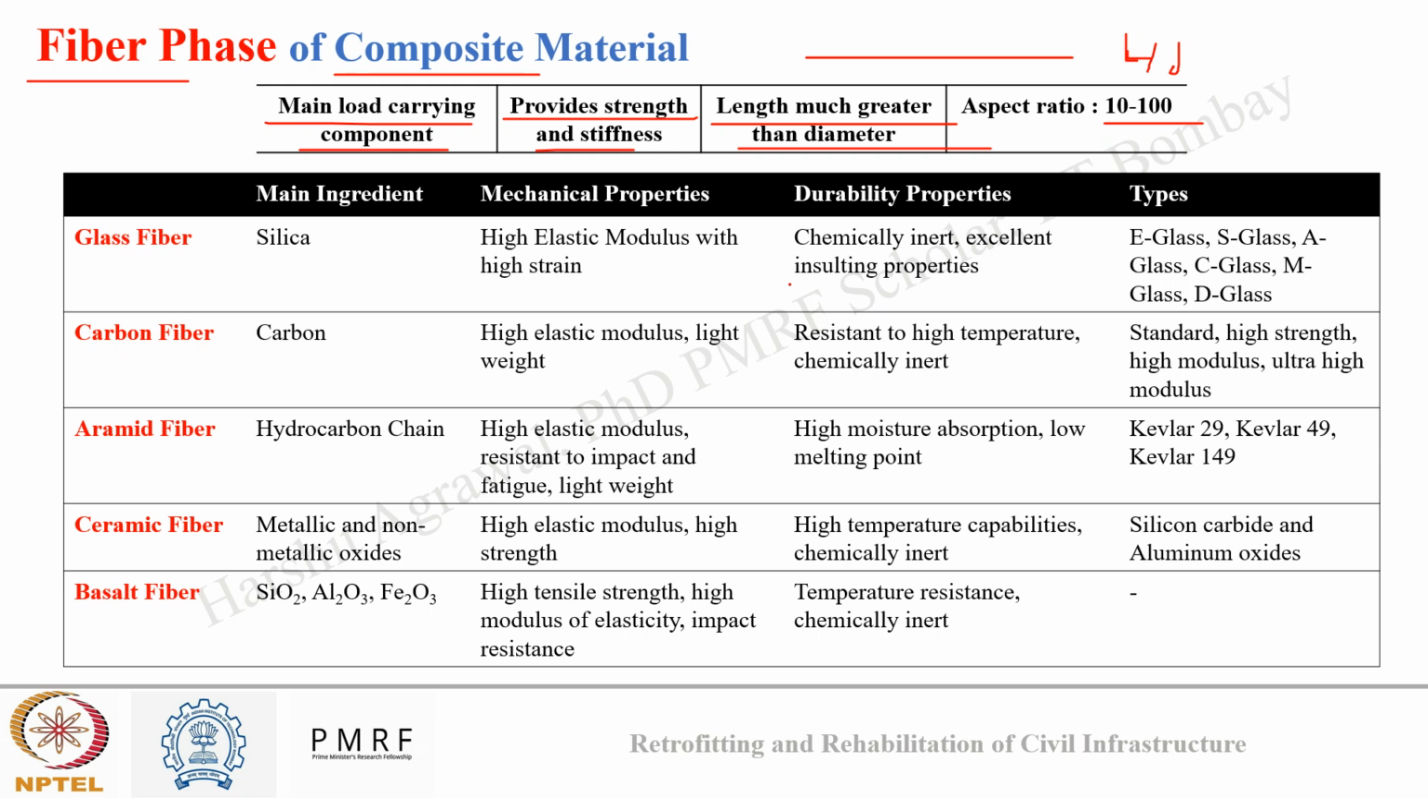In the table we can see different types of fiber phases and their dominating properties. You can see glass fibers, which are made of silica. And what are their main characteristics? They have a high elastic modulus with high strain. What are their durability properties? They are chemically inert. They have excellent insulating properties. And glass fibers come in different types.